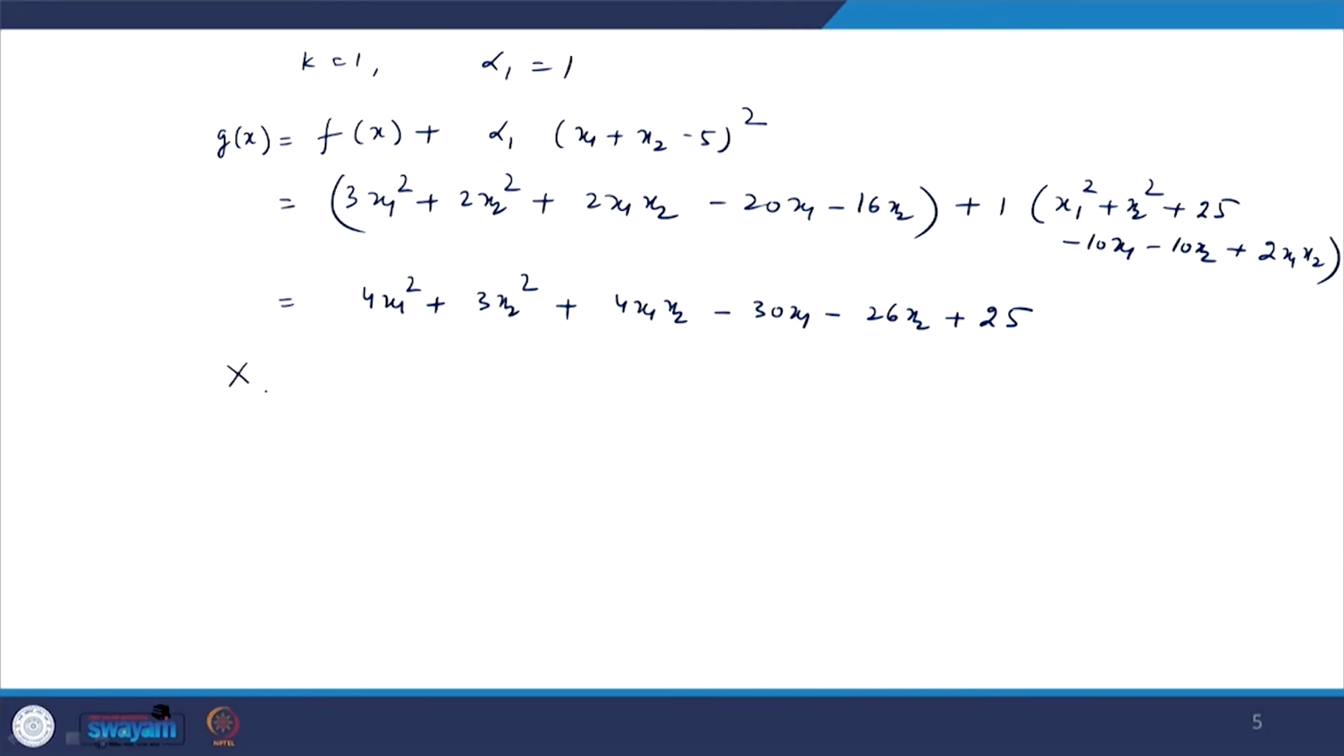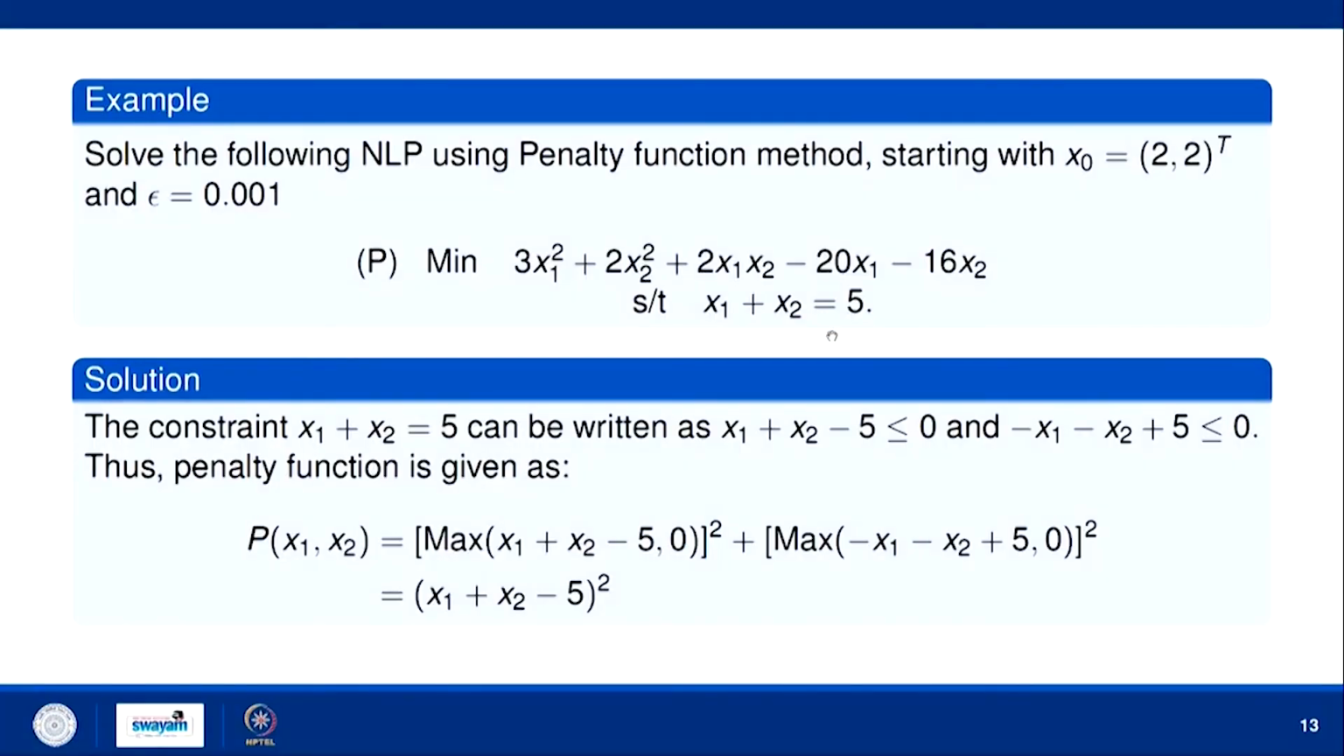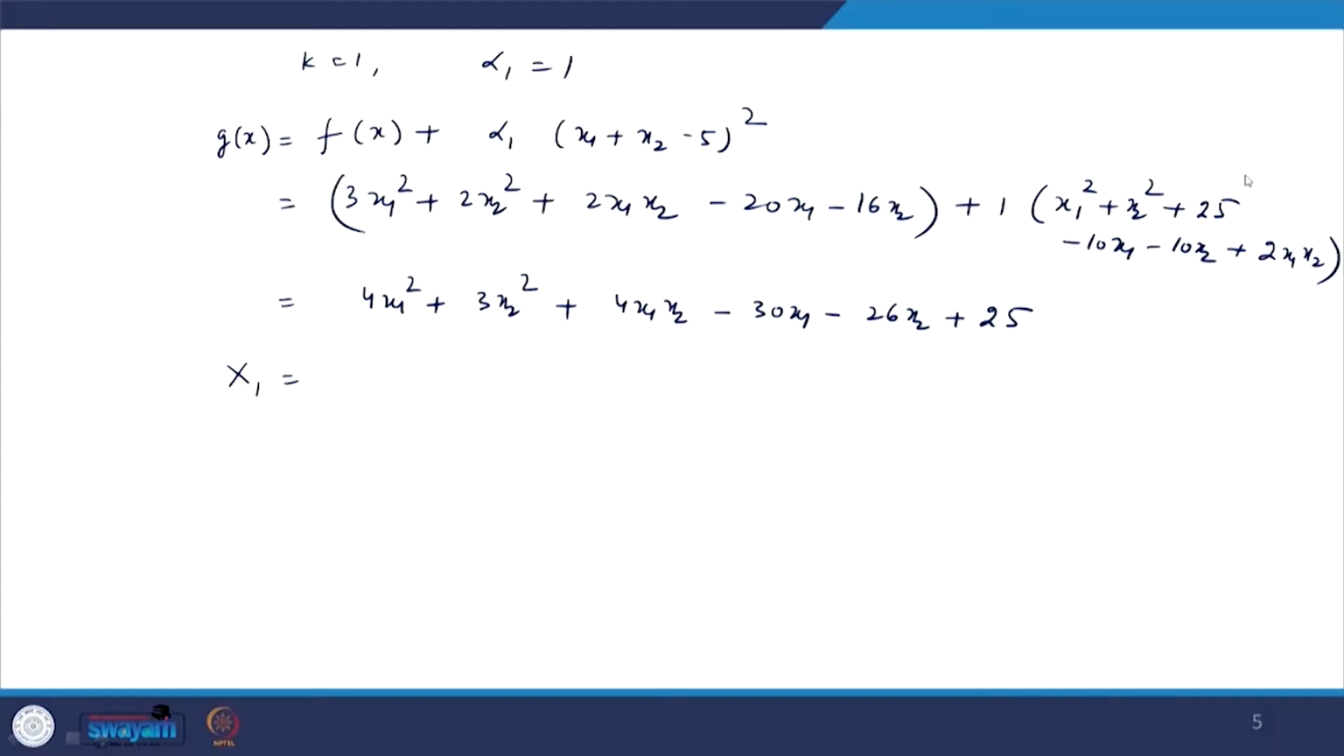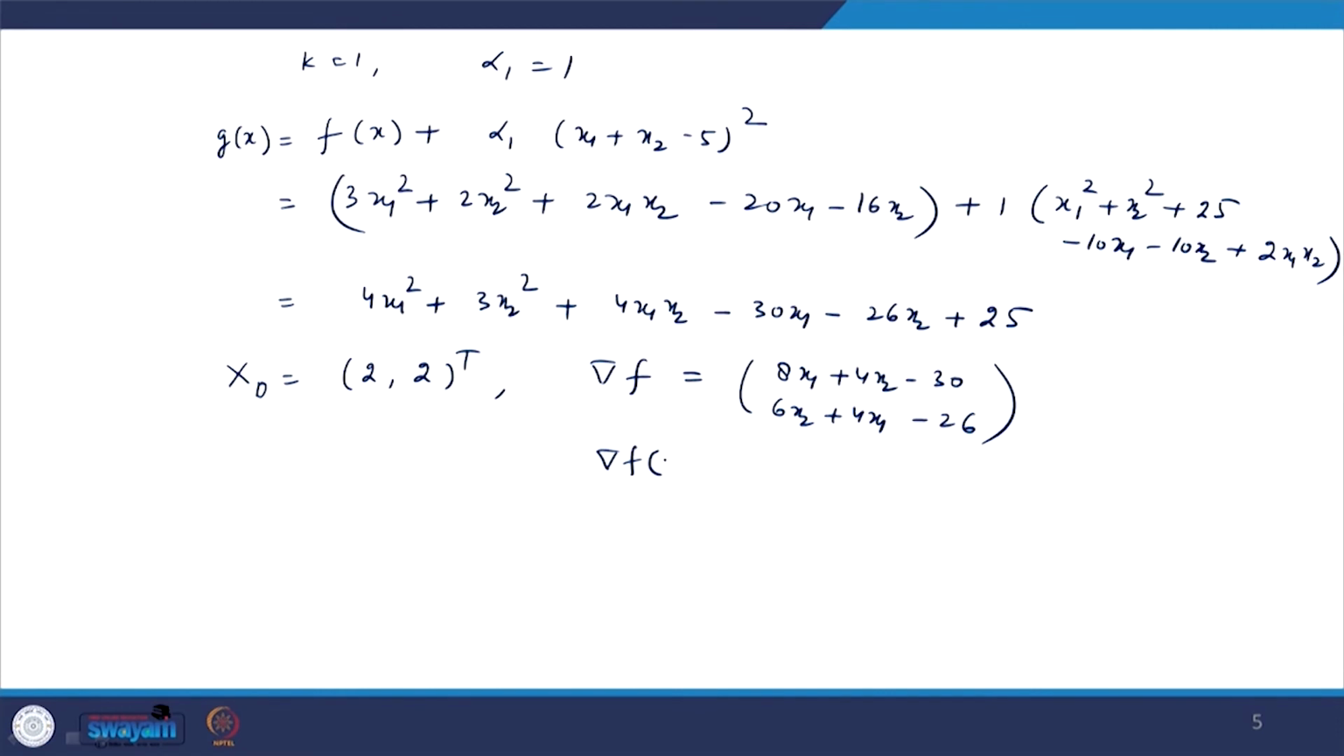We can take the initial guess as what is given to us. Initial guess is 2 2, so it is x naught which is 2 2. So, we find gradient of g is 8 x 1 plus 4 x 2 minus 30, and here it is 6 x 2 plus 4 x 1 minus 26. And then we find gradient of g at 2 comma 2.